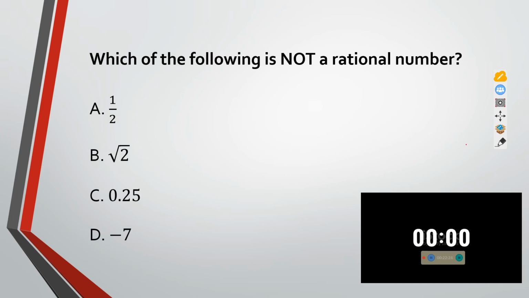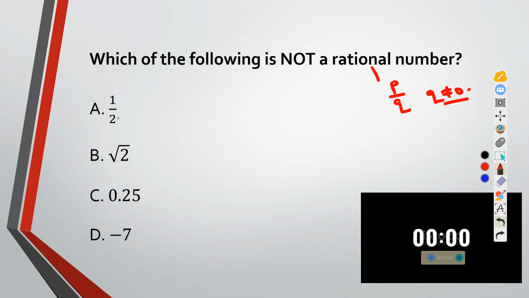So we have looked at what rational numbers and irrational numbers are, so this should be easier for us. Which of the following is not a rational number? That is a number which cannot be expressed as a quotient of two integers, p over q, where q is not equal to 0. 0.25 can be expressed as a fraction. Negative 7 can be expressed as negative 7 divided by 1. So this is true, this is true, this is true. So which one is not would be B.